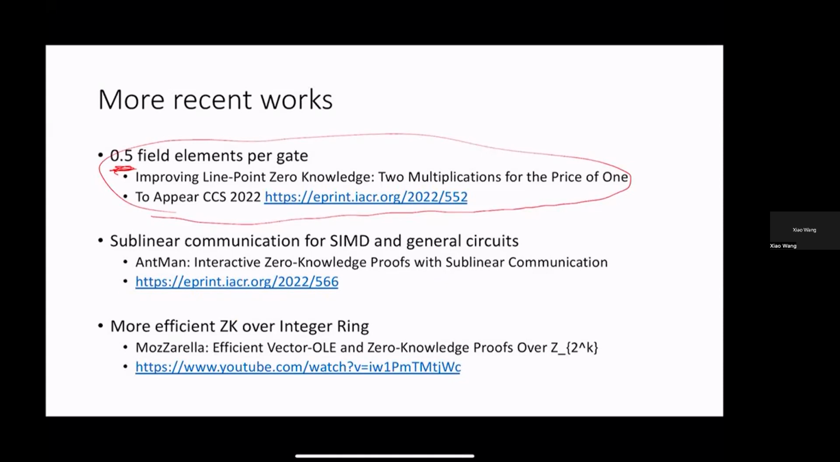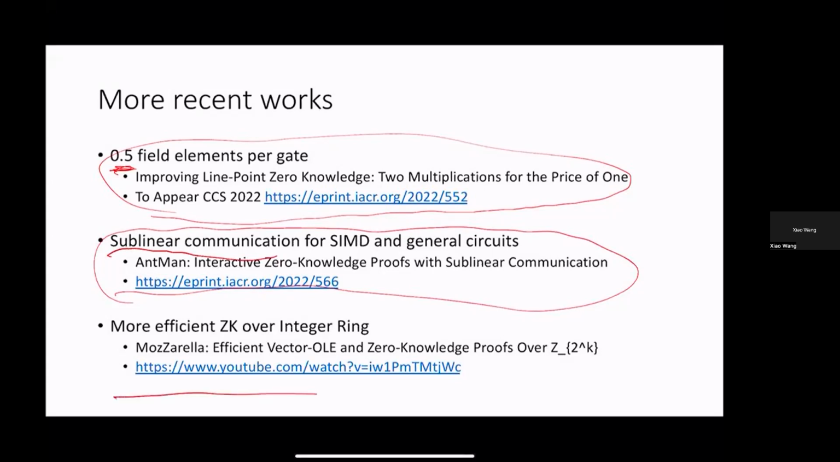There's also a work done in collaboration with members of LatticeX Foundation, where we can bring down this type of zero knowledge to sublinear communication for different types of circuits. And in the end, there are researchers in Europe who also have some recent works where they follow this kind of paradigm and compute on integers more efficiently.